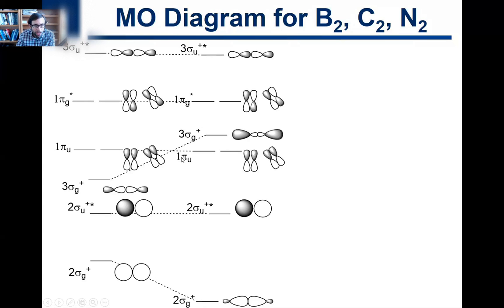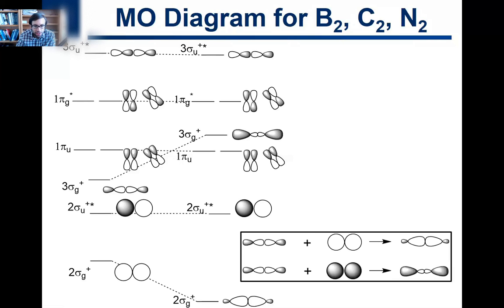All right. But what I'm telling you is that for boron, carbon, and nitrogen, there's enough mixing that there is a switch in the energies. For oxygen, fluorine, and neon, there's not much mixing. And yes, this mixing still occurs, but it doesn't rise up high enough to cause a reversal in the energy ordering.